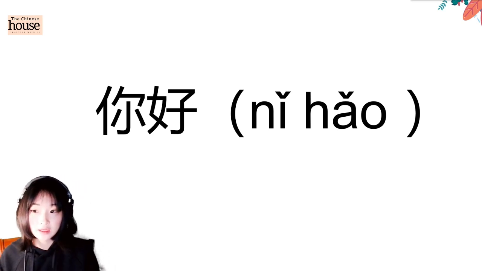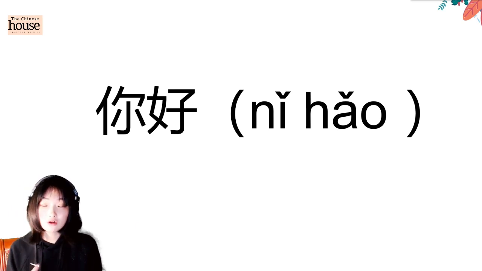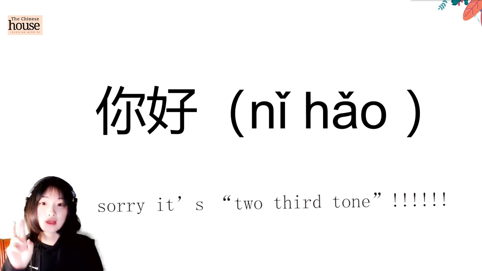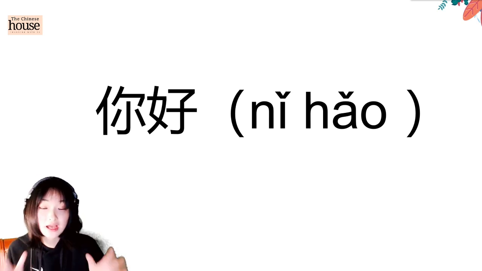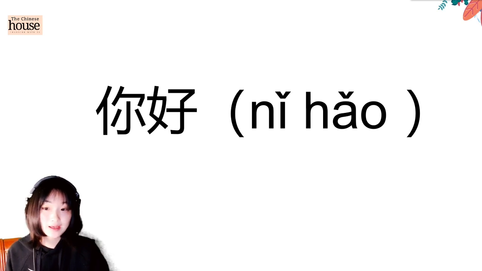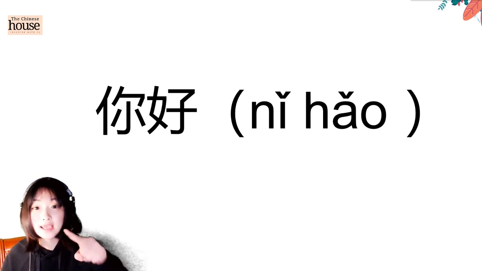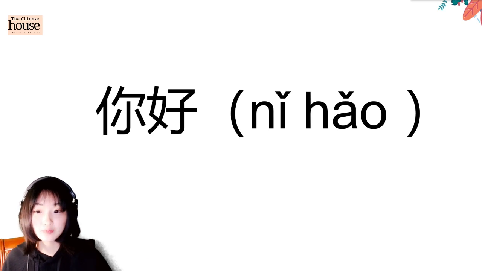Okay? So this is kind of hard. Remember the rule: if there are two third tones in a word, you should pronounce the first character into second tone. It is slightly different, but just pronounce it into second tone. That's not a big deal, okay? Just pronounce it into second tone and pronounce it fast, and it's totally correct, okay? Nǐ hǎo, you pronounce nǐ in second tone.